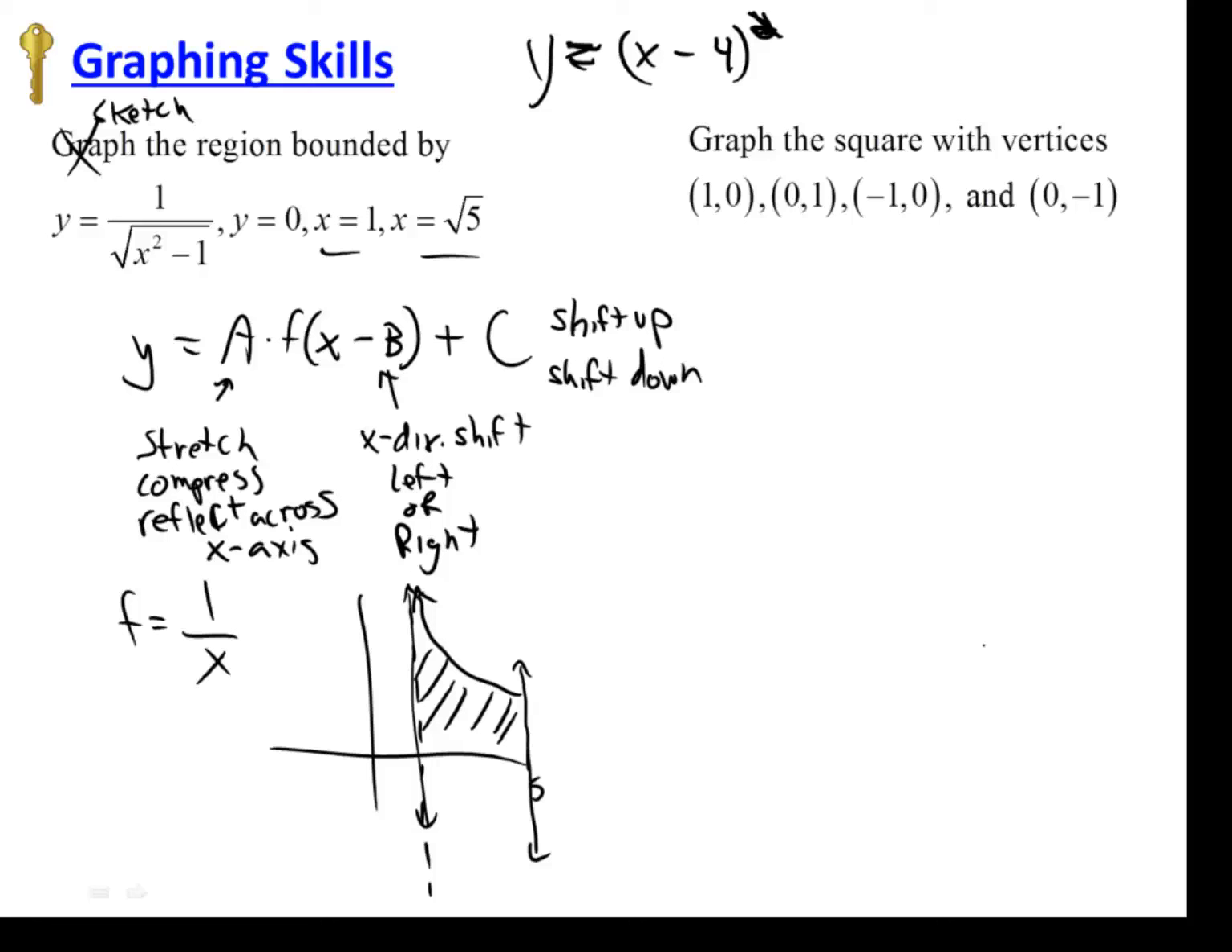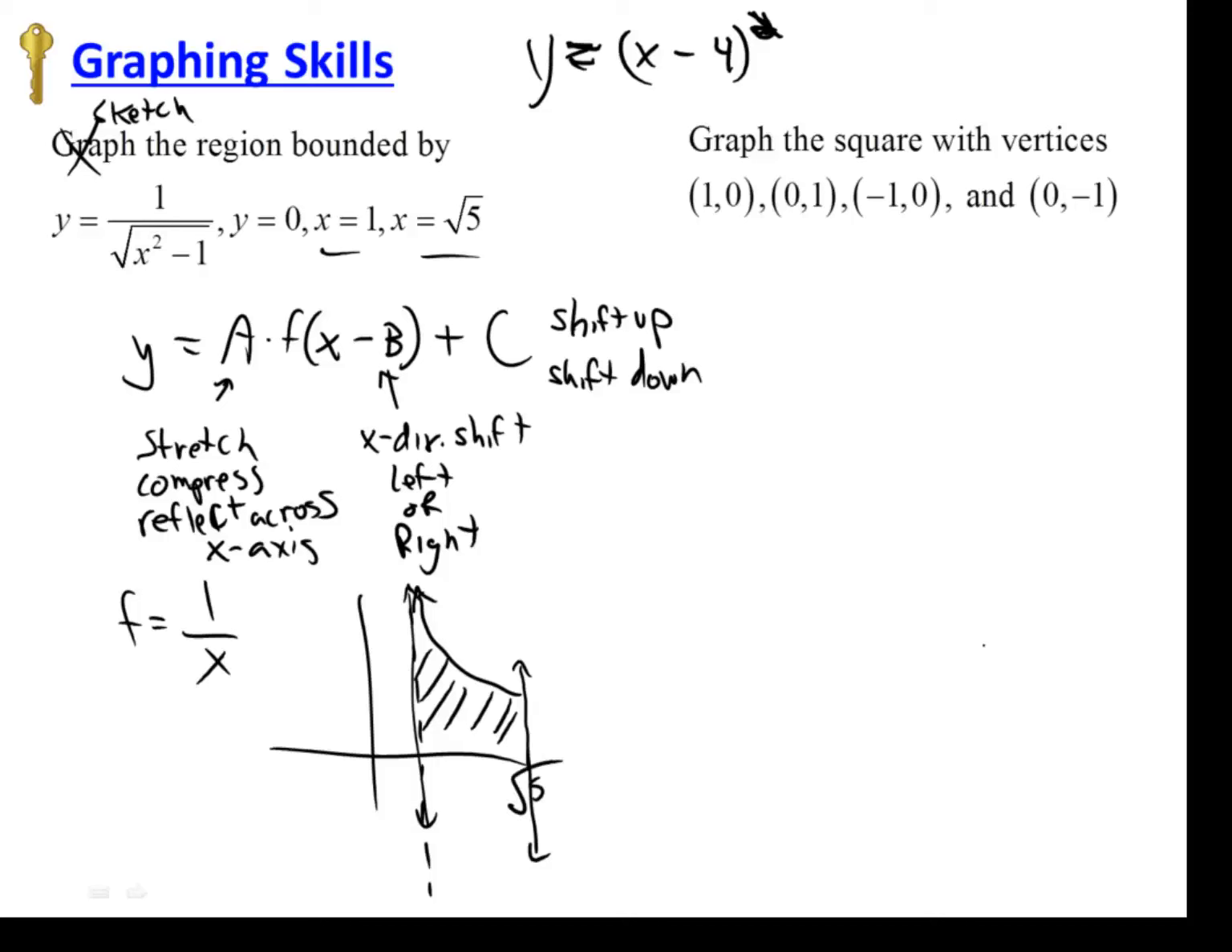This next question was a part of a midterm I gave last semester, and the students had to graph the square with the vertices that are listed. I'm sorry, yes, go back to the other one. Okay, good catch.